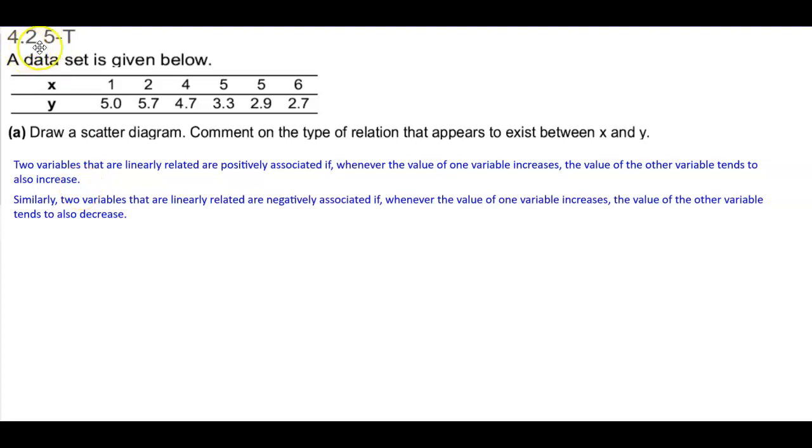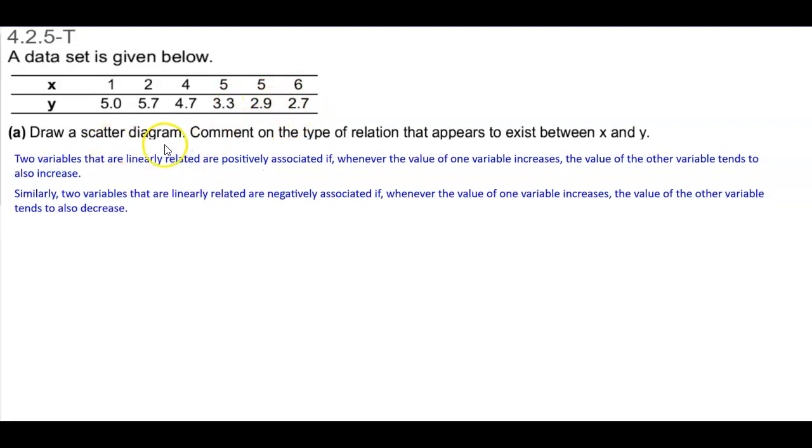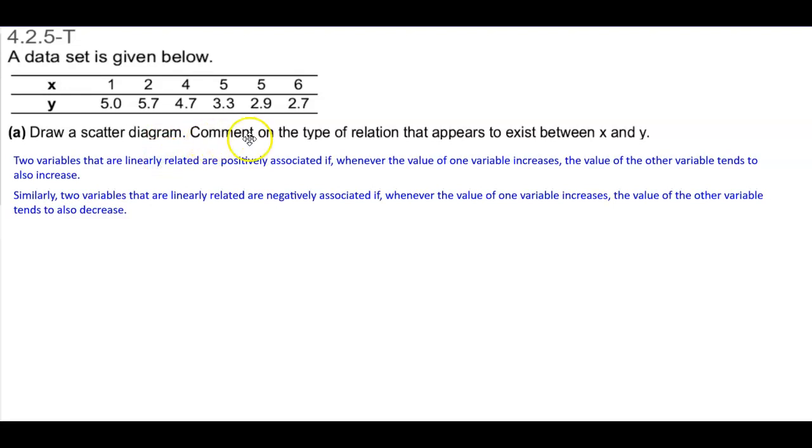Section 4.2.5t. The data set is given below here. We can see that the values for x are 1, 2, 3, 4, 5, 6. The values of y are 5.0, 5.7, 4.7, 3.3, 2.9, and 2.7. We want to be able to draw a scatter diagram and then comment on the type of the relation that appears to exist between x and y.